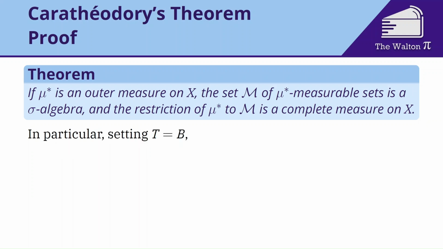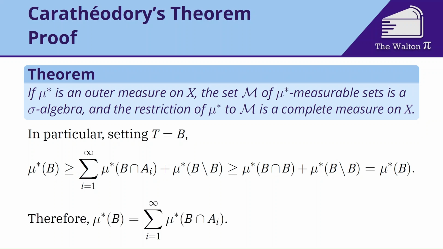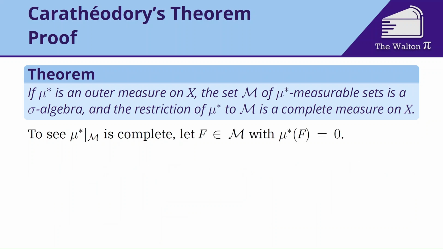In particular, setting T equal to B, we get mu star of B is greater than or equal to the sum from 1 to infinity of mu star of B intersect Ai plus mu star of B minus B, which is mu star of B intersect B plus mu star of B minus B, which is equal to mu star of B. So that means we actually have equalities all the way across. Therefore, mu star of B is equal to the sum from 1 to infinity of mu star of B intersect Ai, and we have that it's a measure.